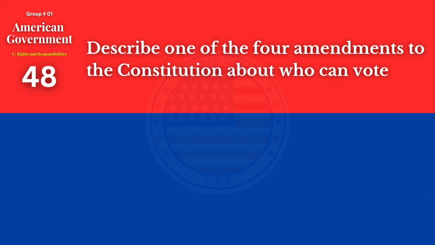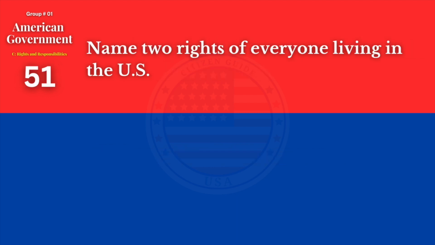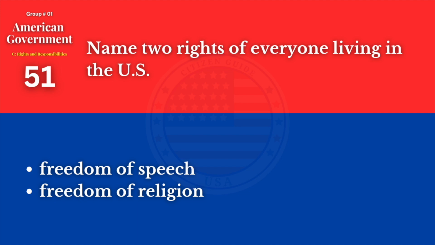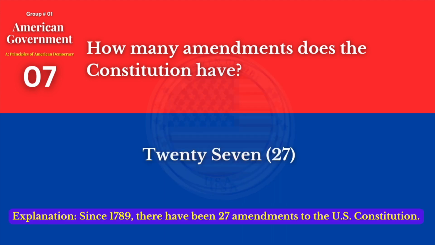Describe one of the 4 amendments to the Constitution about who can vote. Citizens 18 and older can vote. Name 2 rights of everyone living in the U.S. Freedom of speech, freedom of religion. How many amendments does the Constitution have? 27.